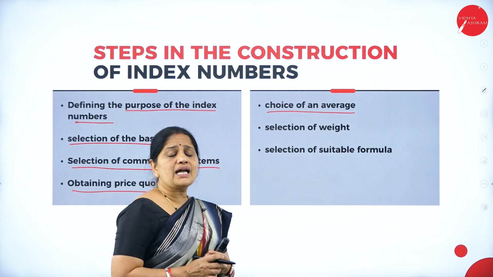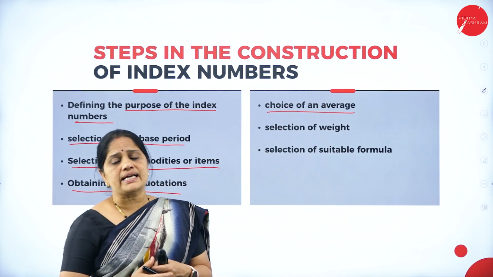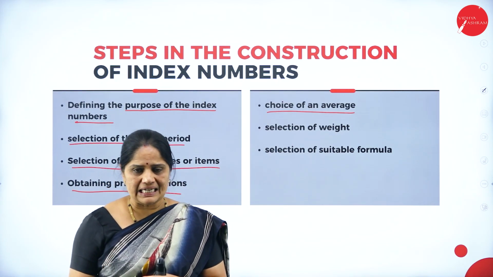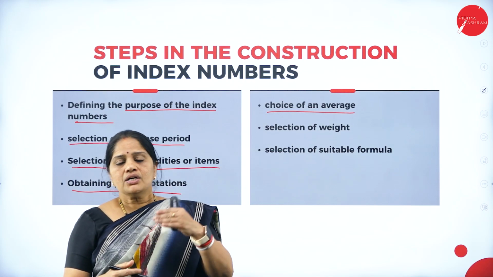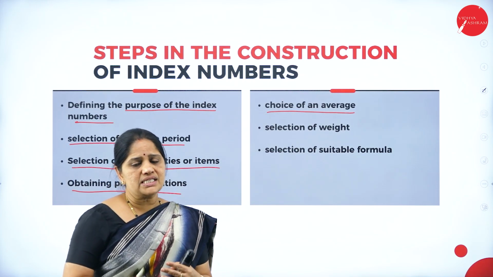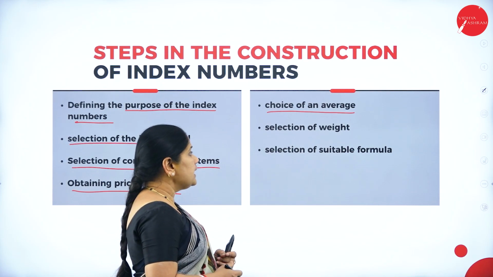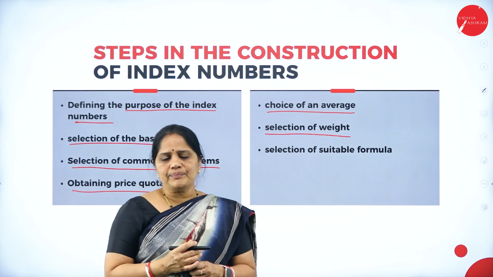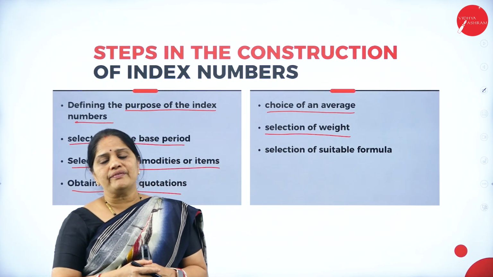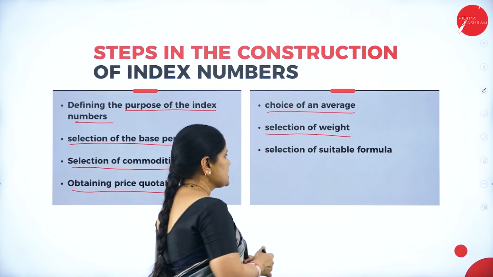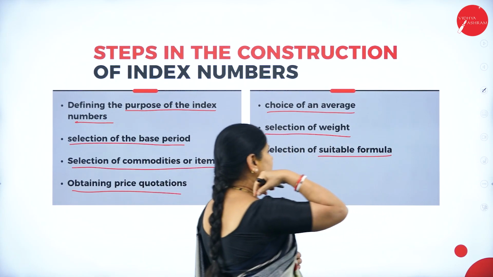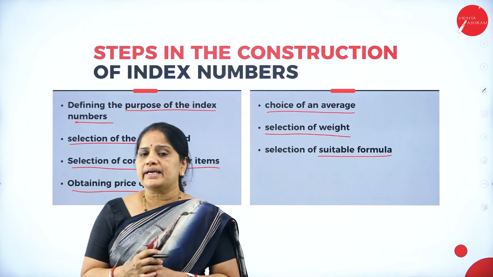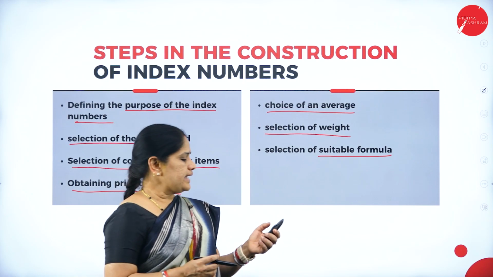But then what is the kind of average? Suppose it is a weighted index, then what are the various methods of calculating a weighted index? That I'll be telling in the next part of the session. So all that we need is to finalize these, and then we calculate the index number. The next one is the selection of the weight. Weight usually means the quantity in which we will be purchasing the goods. And next is the selection of a suitable formula, what kind of formula we will make use of. So all these are the steps in the construction of index numbers.